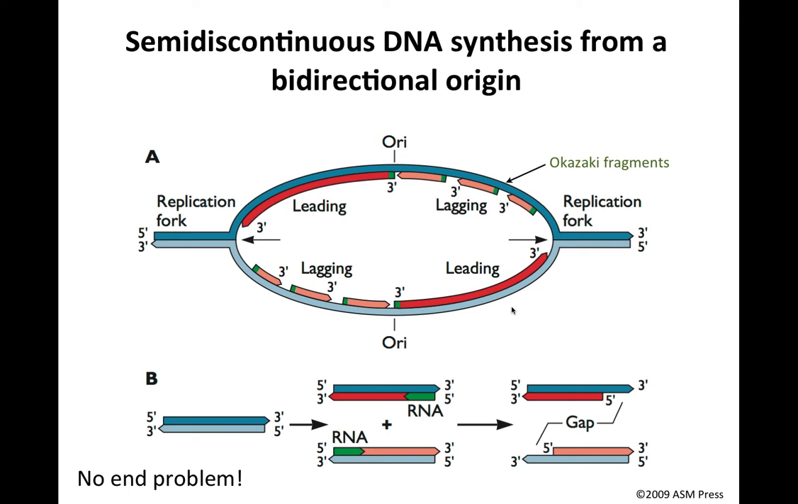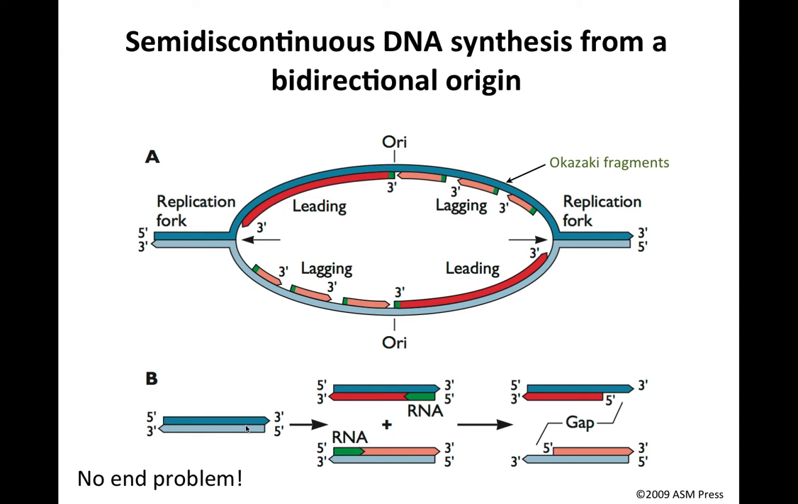All of these are primed with RNA. Those are the green molecules here. Short segments of RNA are primers for DNA synthesis. They're put down by one of the polymerases. And the short fragments that are made on the lagging strand are called Okazaki fragments, after the scientist who discovered them. So at the bottom here is a linear schematic of how this works.